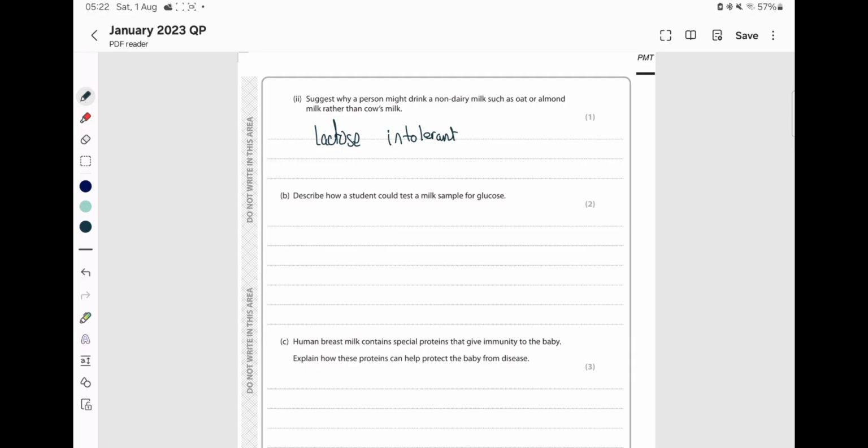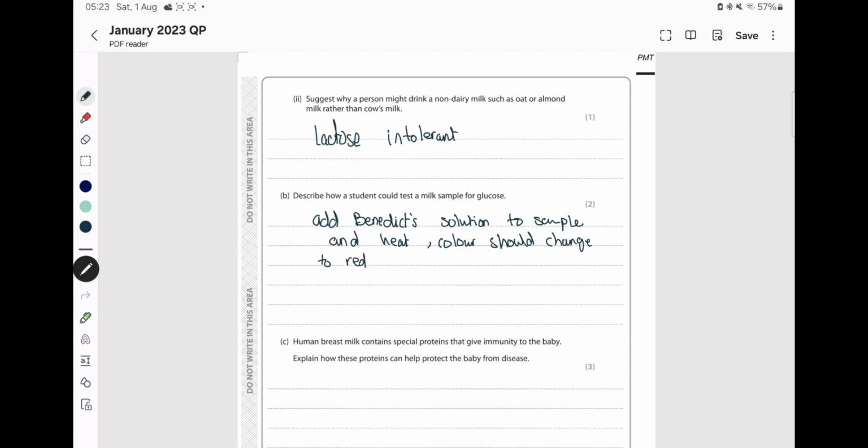So we're gonna write that down. Add Benedict's solution to sample and heat. Color should change to red.